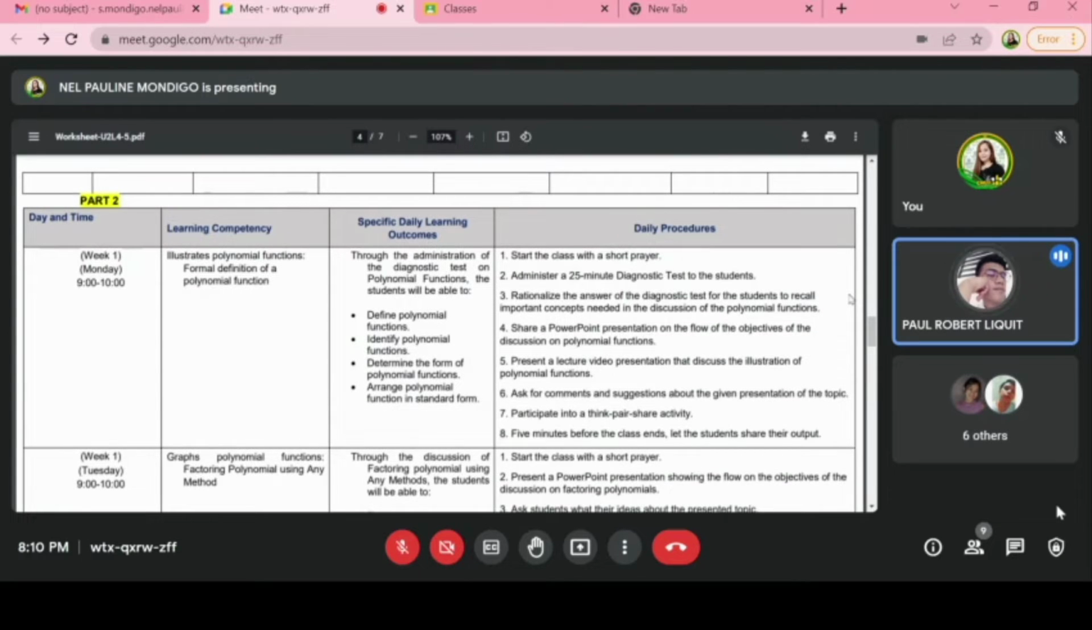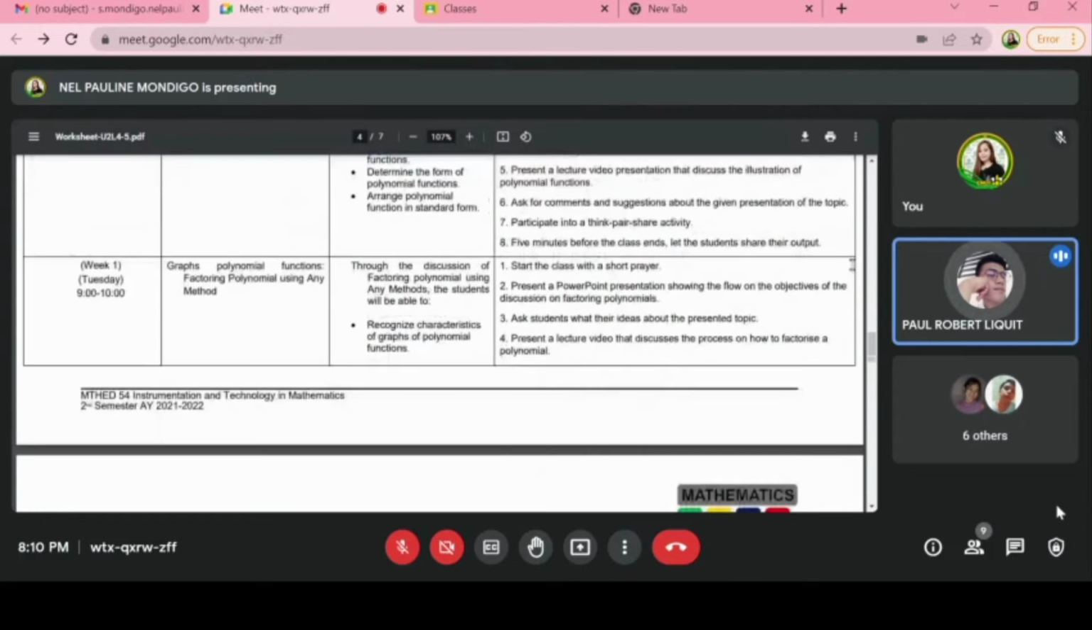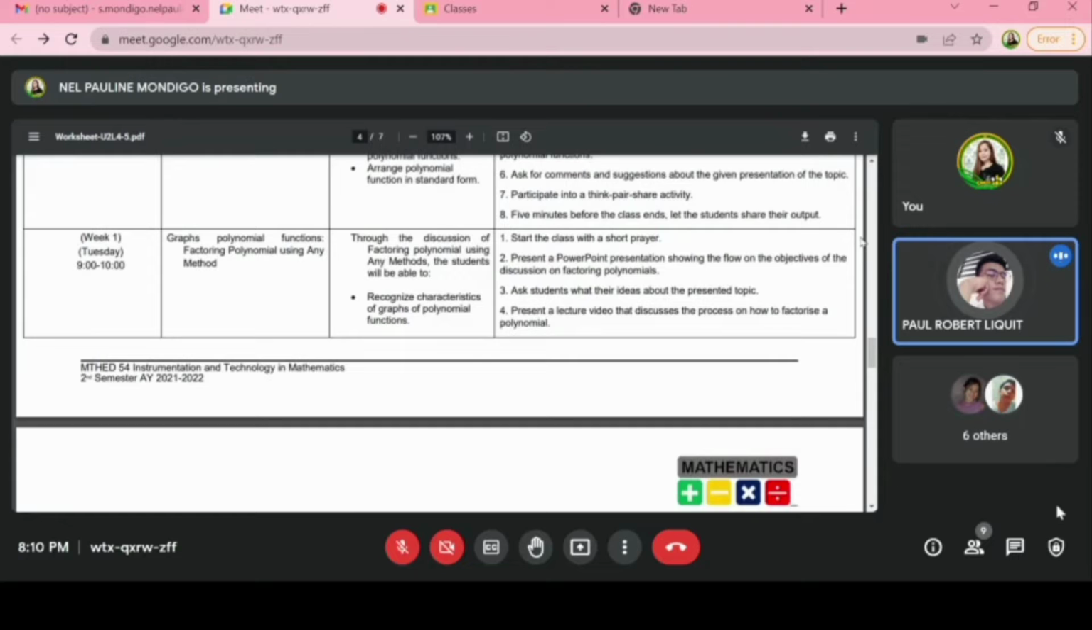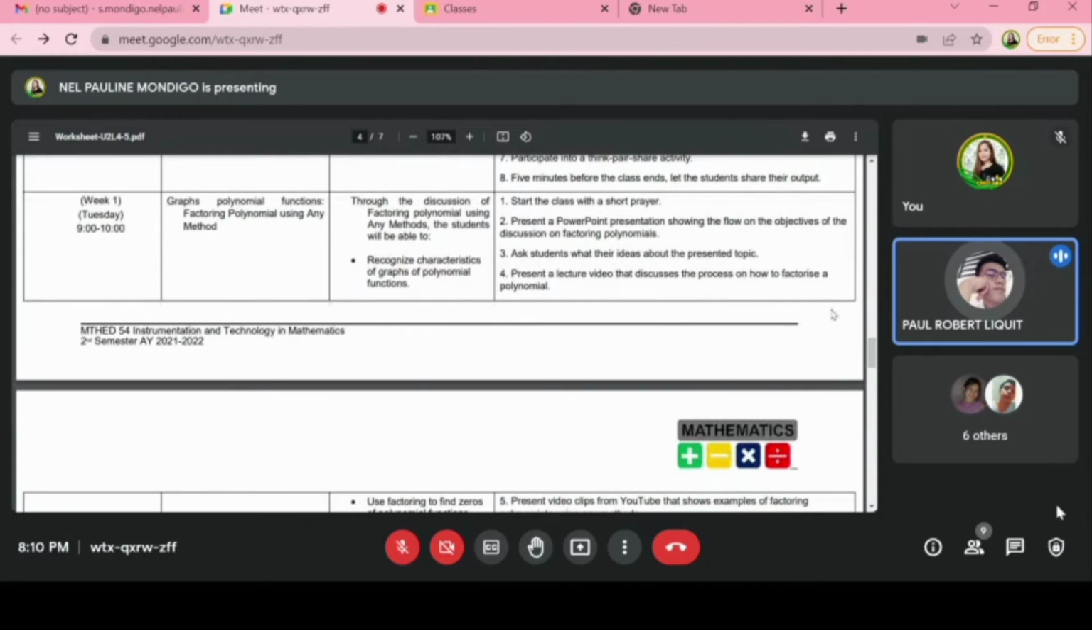Next is day and time, Week 1, Tuesday, 9 to 10. The learning competency is graph polynomial function, factoring polynomials using any method. Next are the specific learning outcomes: through the discussion of factoring polynomials using any method, the students will be able to recognize characteristics of the graph of a polynomial function.